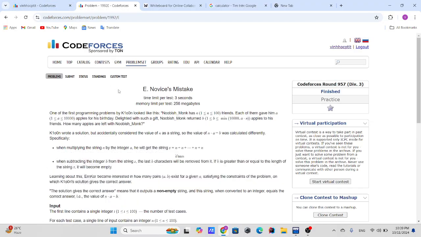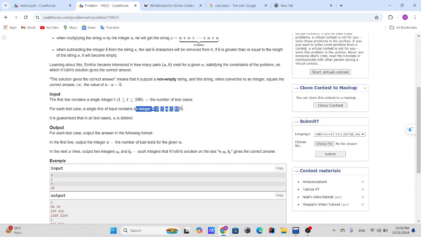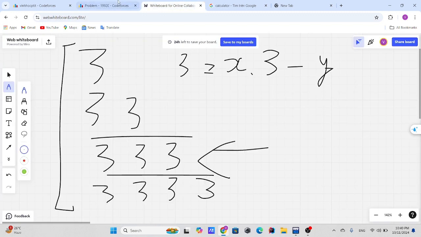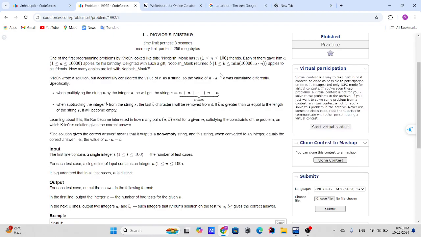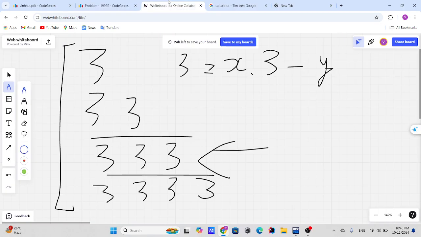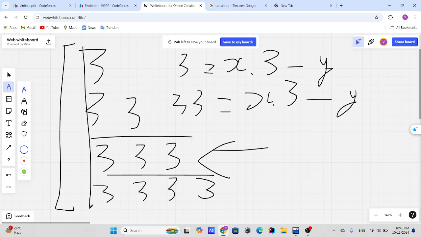Maybe brute force. I think brute force, the test case constraints are pretty small, so maybe we can use brute force. A and B are smaller than 10,000, so we might use brute force. I'm not sure, but that's just what I think about it. Like for this one, x minus 3 minus y. There are only four.